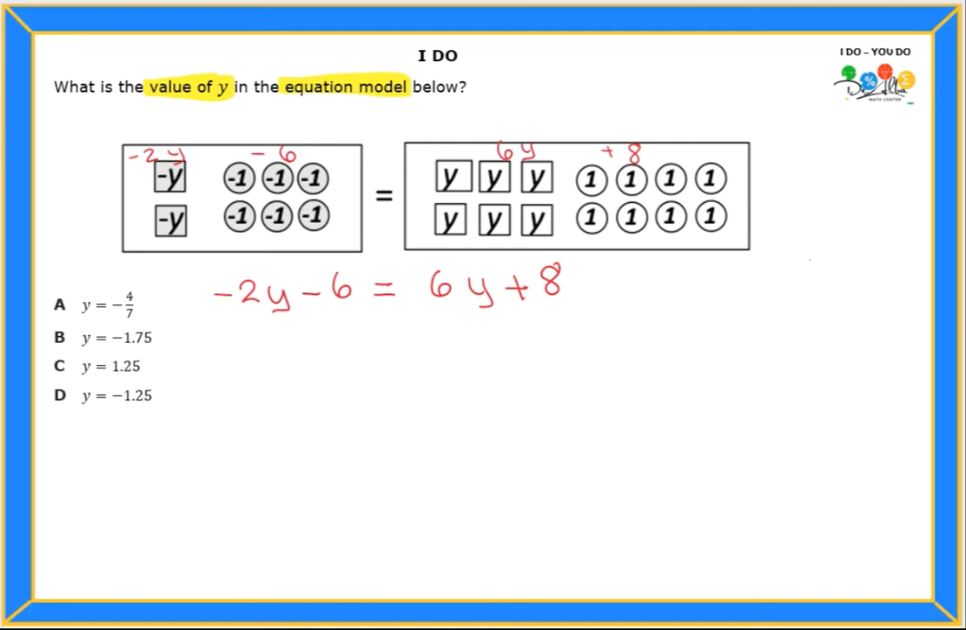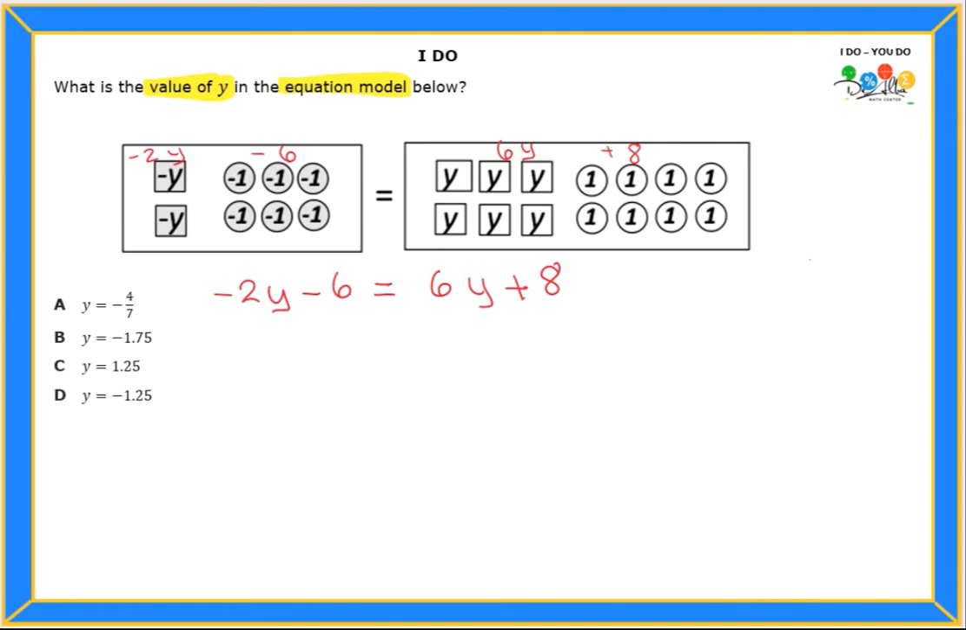Okay? So now that I have my equation, then I gotta follow the rules. And I do notice that I have variables on both sides. So the first thing you gotta do is make sure that you move one of the variables so that you don't have variables on both sides. And again, in an equation, it doesn't really matter which one that you want to get rid of. You can get rid of the 6y or you can get rid of the negative 2y. It's up to you. I am going to get rid of the negative 2y.